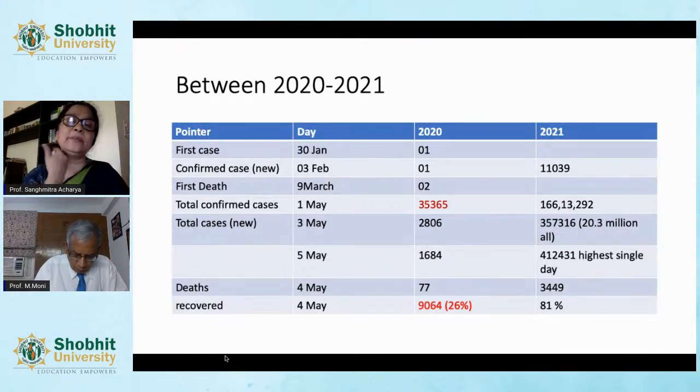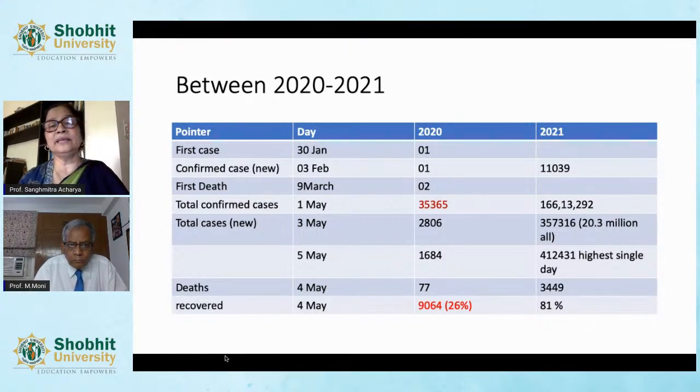A student was coming back from a city in China where he was studying. The first new case, the case which was added, was on 3rd of February. Another case was added. A year later, at the same time point, we have about 11,000 cases occurring on a single day. So over a span of a year, this is the quantum increase in the spread, if we just take this as an indicator. The first death was marked on 9th of April.